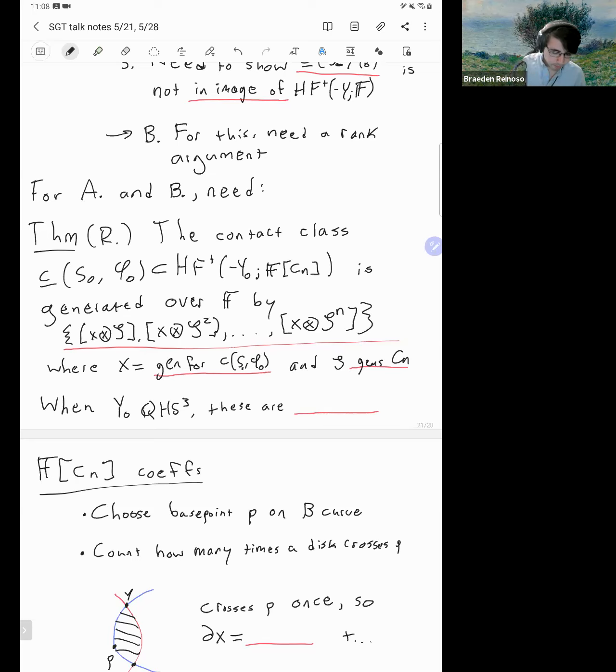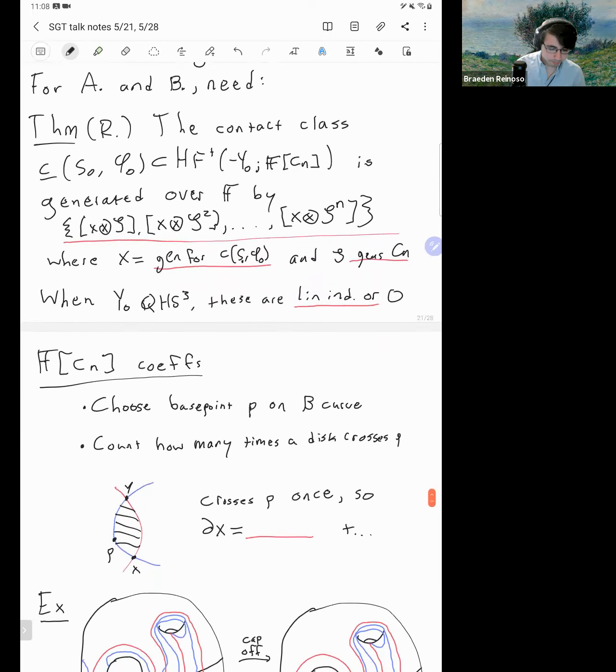And finally, the interesting part about this is not just that, but also that if your ambient manifold for your capped off open book is a rational homology sphere, then all of these generators are linearly independent or zero. So that tells you that your rank over F of your twisted contact class is either rank n or just zero. It's just the zero submodule.